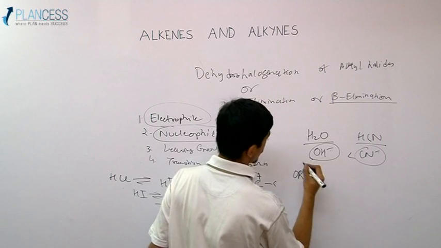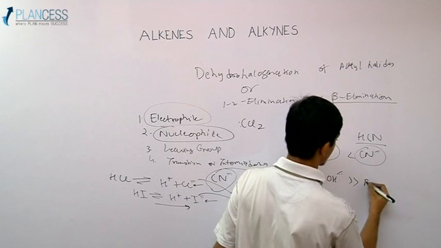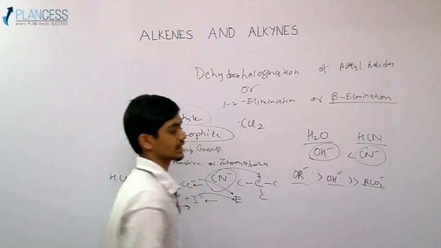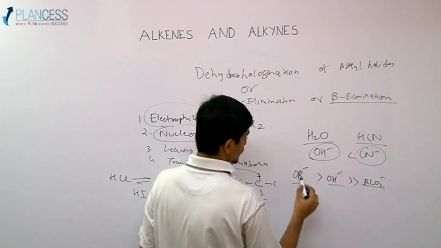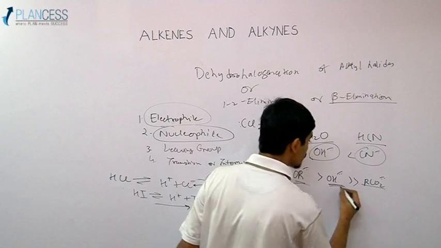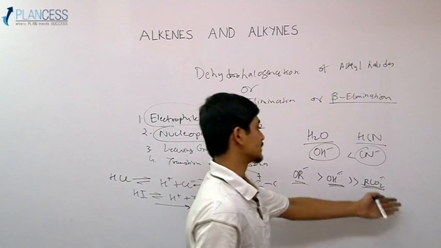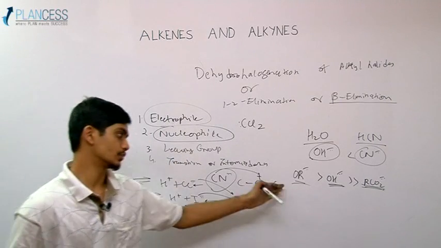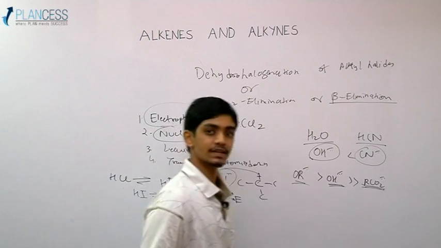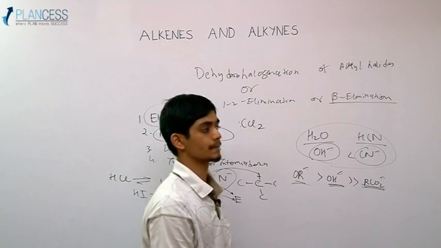but they can have the same order also if you consider something like OR minus greater than OH minus, much greater than RCO2 minus. This is a carboxylate ion, hydroxide and alkoxide ions. So this is much more nucleophilic than this. This is more nucleophilic than the OH minus, and OH minus is much more nucleophilic than the RCO2 minus. And we also know that this is the order of the basicity. This is more basic than this, and this is much more basic than that. So nucleophilicity and basicity can have the same order, or they can have the reverse order, as in this case.